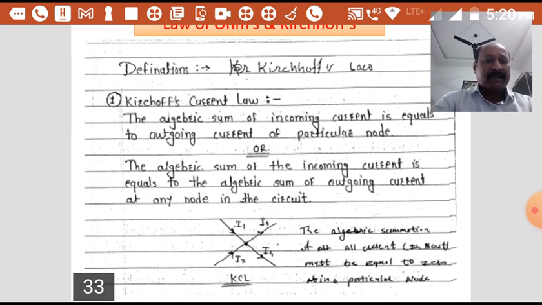So we have another example, that is I1, I2 are the incoming current and I3 and I4 are the outgoing current. So how will you write Kirchhoff's law for the second circuit? I1 plus I2 equals I3 plus I4, or I1 plus I2 minus I3 minus I4 equals 0.